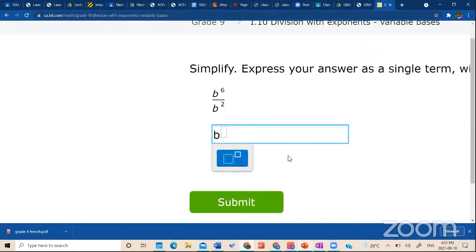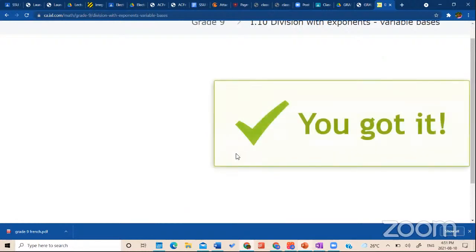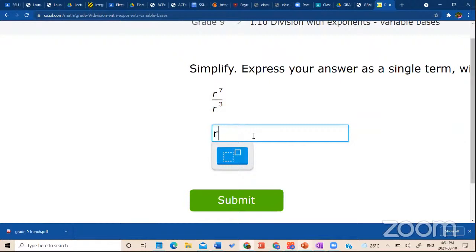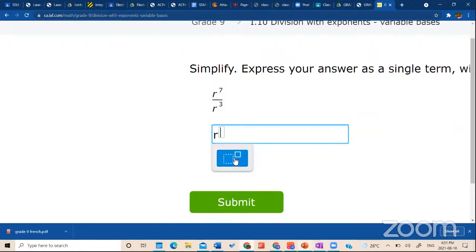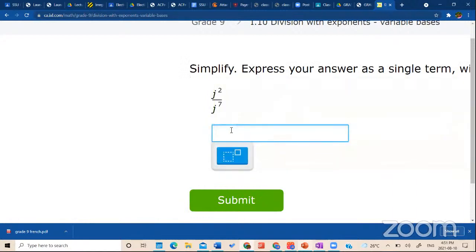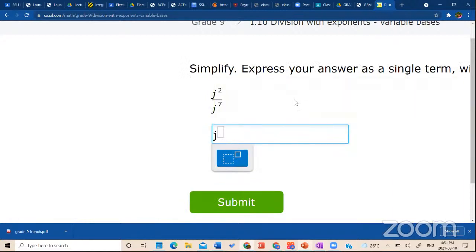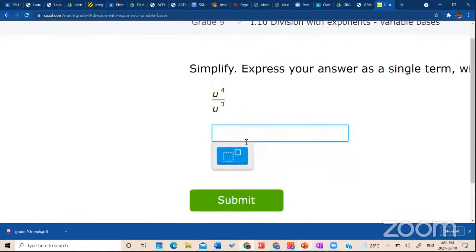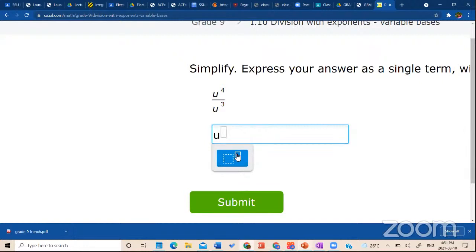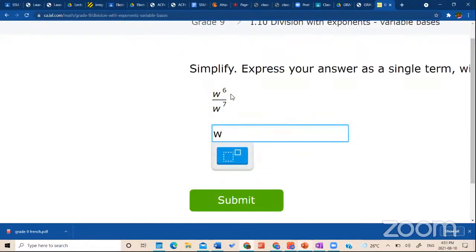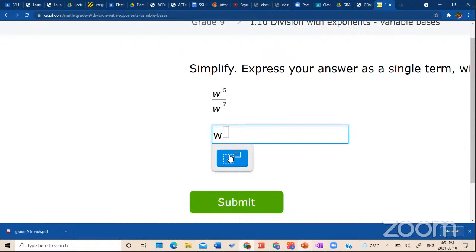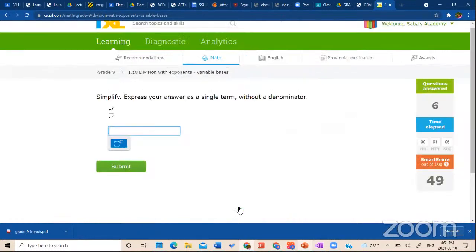4. Yeah, so your base is the same. Subtract the exponents. B to exponent 4. Over here, 4. 4, very good. This one, -5. -5, excellent. This one, 1. 1, mashallah. And this one, -1. -1. Okay, mashallah. You can finish this one for homework too.